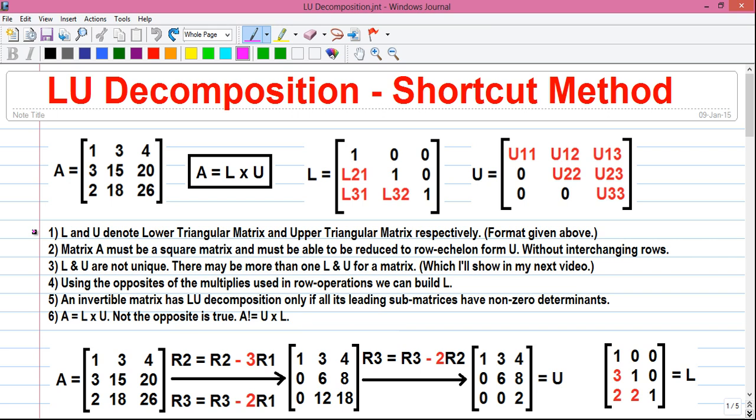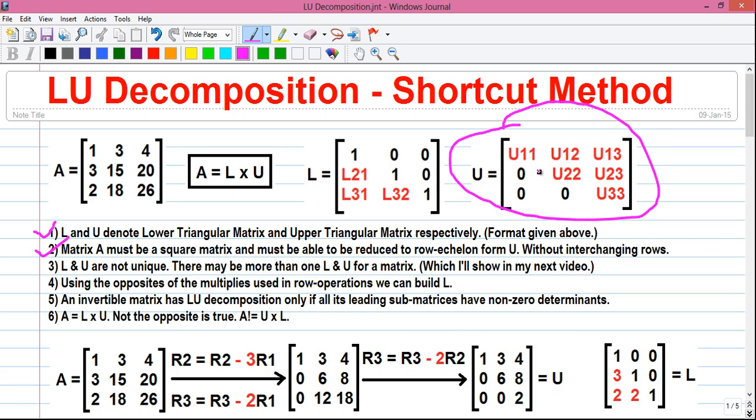So here is a small note for you. Note 1. L and U denote lower triangular matrix and upper triangular matrix respectively. The format of L and U is given above. Note 2. Matrix A must be a square matrix and must be able to reduce to row echelon form U without interchanging the rows. Here U is called the row echelon form.